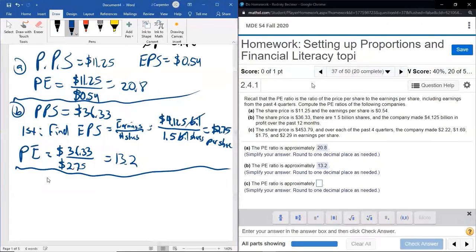This one, I would say, is not the most difficult. I would say B was, but there's still something you have to do. They give us the share price. So our price per share, or share price, is $453.79. That's about what Apple was before they split their price. Again, a split is not a bad thing or a good thing necessarily. It's just a thing companies do.